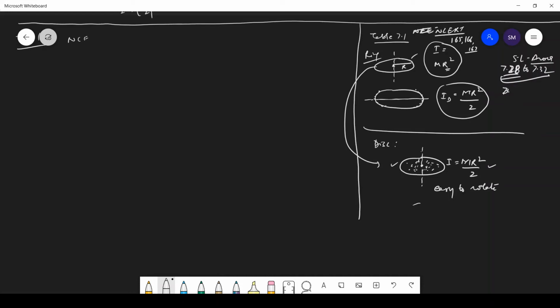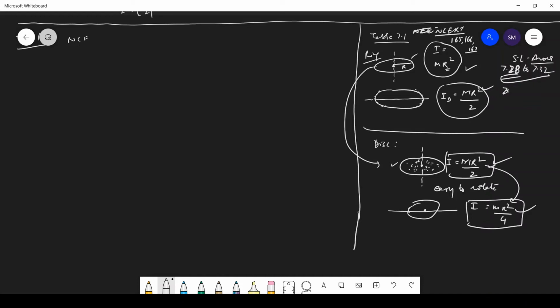Now if I want to rotate this disk about one of the axes in its plane, then it will again be half, so mr square by 4. I'm not deriving these relations, students. I'm just telling you how to remember the formulas. I have derived these formulas separately.